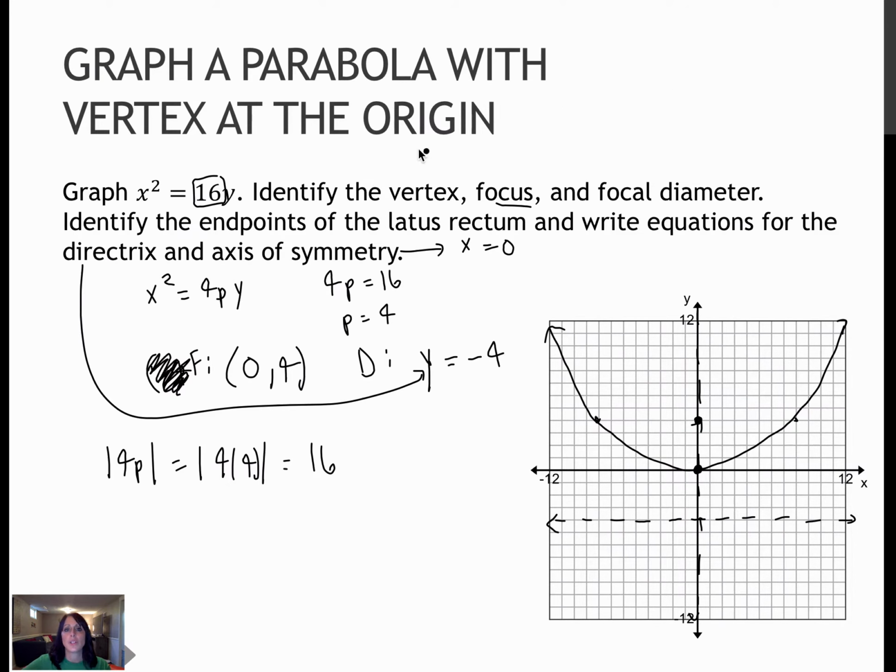So we identified the vertex, which was at 0, 0, the focus, which was at 0, 4, the focal diameter was 16. That was this value right here. The endpoints of the latus rectum, we didn't write those endpoints, but it's -8, 4 and 8, 4. Again, we did that just by looking at the graph, but you could also add and subtract half of the diameter, which of course would be the radius, from the focus.